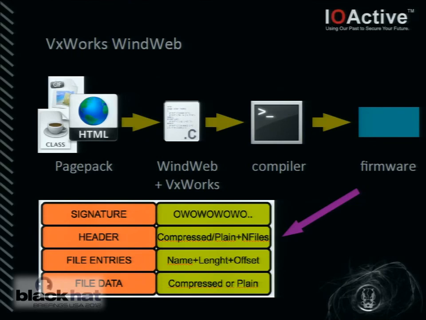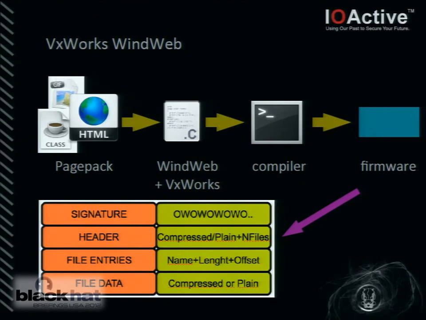Then those files end up in the binary image, in the firmware. So this web server uses a file system that doesn't require an actual file system. It lies in the non-volatile memory, so it's called mem file system. And it's a very simple file system. It's comprised of a signature, but you can't completely trust that signature because it can be defined at compile time.